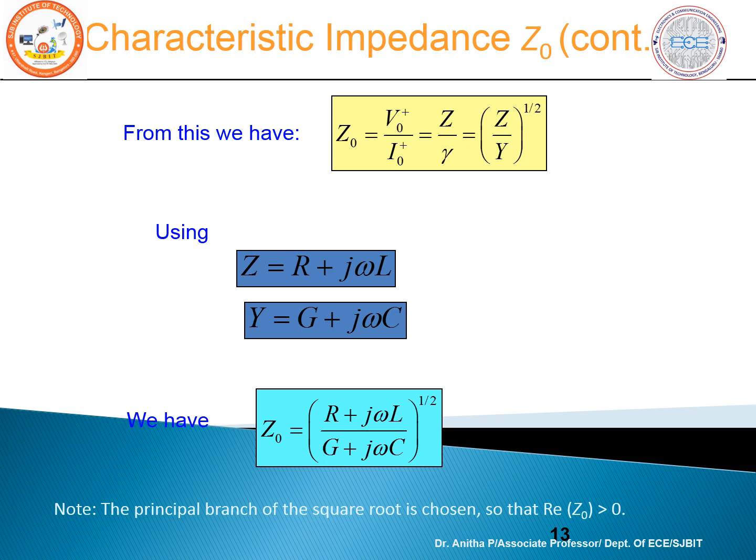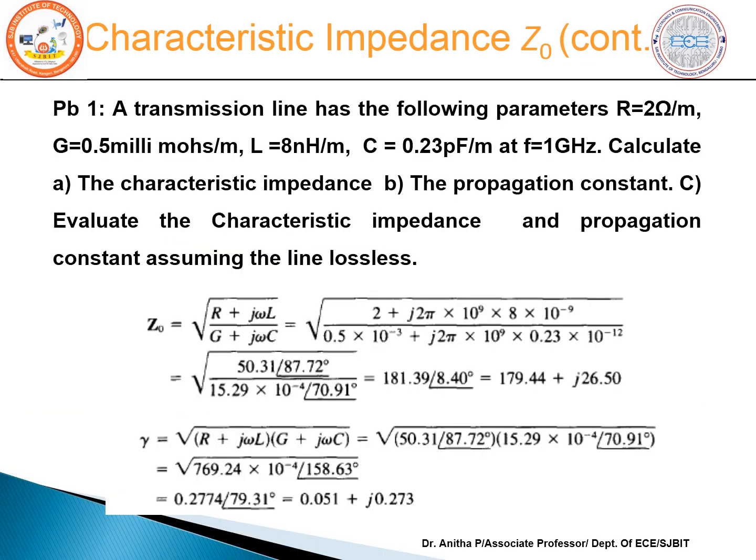Or you can say that the characteristic impedance, which is the ratio of voltage to current at the input side, can also be expressed in terms of series impedance and shunt admittance as square root of Z by Y. Z is R plus j omega L and Y is G plus j omega C. So here you can observe, for a lossless line, we can calculate the characteristic impedance by making the R value and G value 0, which will give you the square root of j omega L by j omega C. J omega cancels. You will have Z naught value as root L by C.